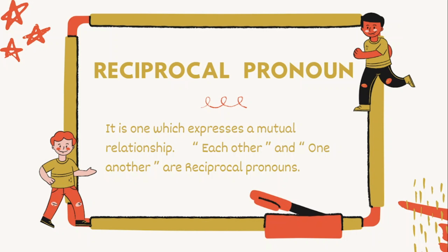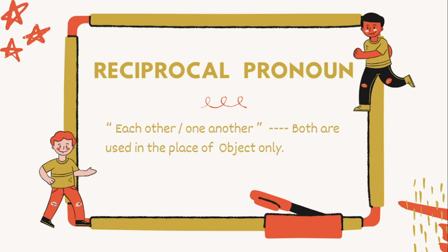Here, two reciprocal pronouns are there. One, each other. Two, one another. Here, each other and one another both are used in the place of object only. Remember it. Each other and one another both are used in the place of object only.